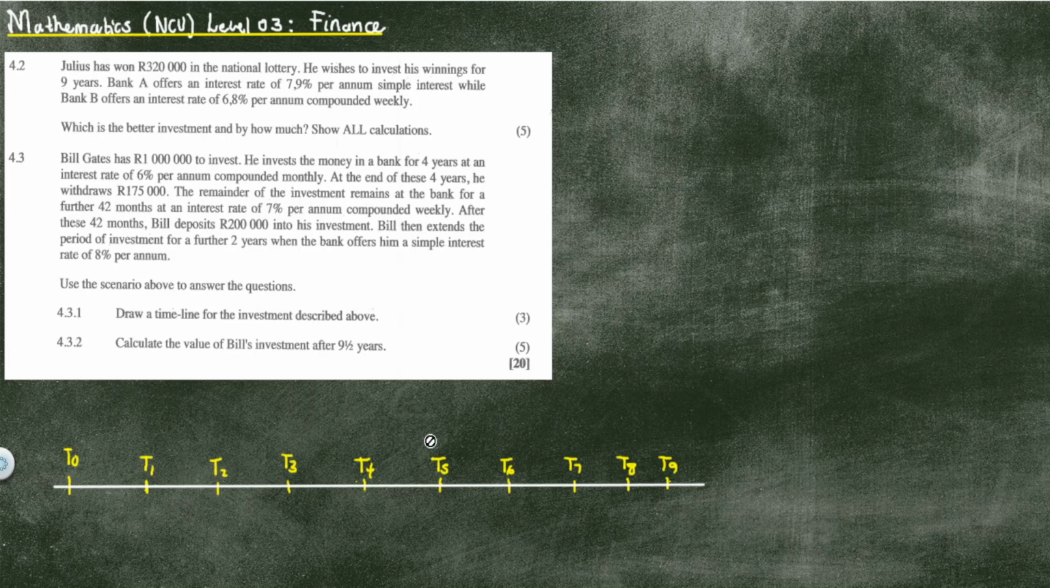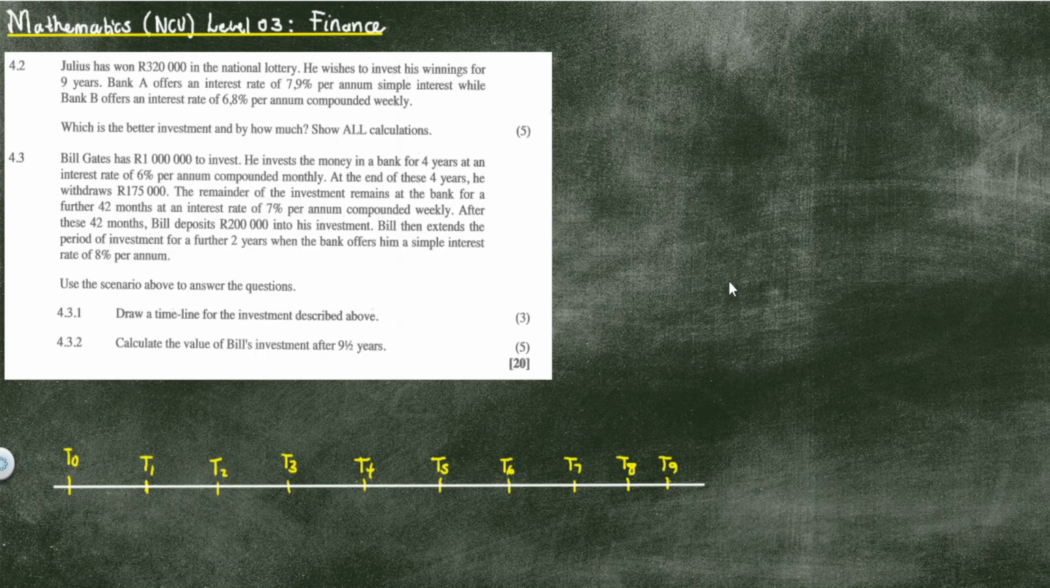Why am I stopping at 9? I'm looking at the following question, 4.3.2. The investment period ends where? At 9.5 years. So it makes sense to stop at T9. But just reading the question one more time, you can see that the investment period lasts for a period of 9.5 years. The 42 months should be converted to years. We're going to do that while we insert our values on the timeline.